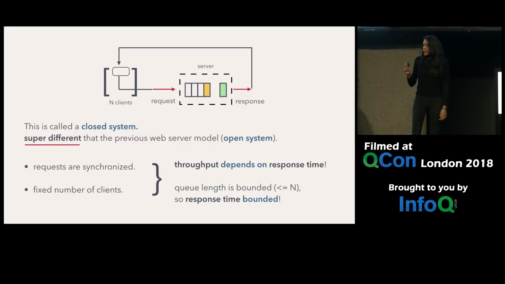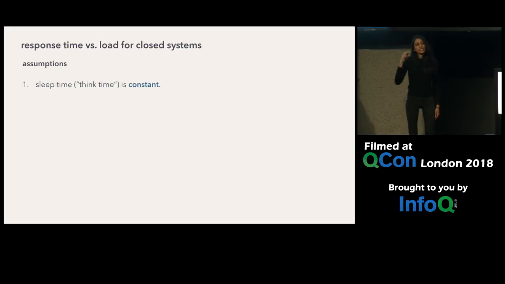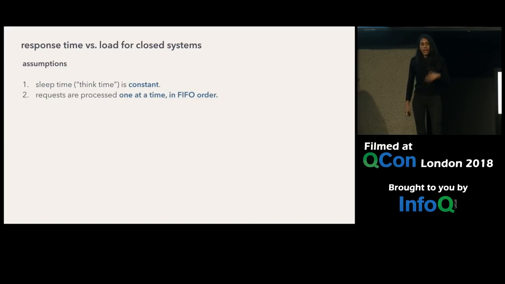OK, so our question, again, is what does response time versus load look like for this system? First things first, the assumptions we need to make. The first is we're going to assume that the sleep time is constant, so every device sleeps for a fixed z seconds. As before, we're going to assume that requests are processed one at a time in first in, first out order, and the actual service time is constant as well.